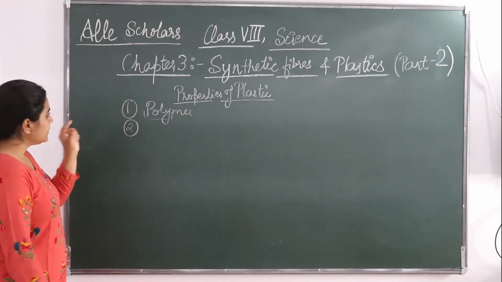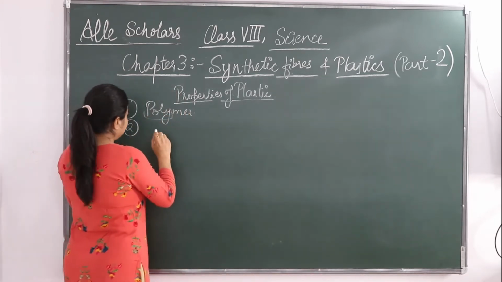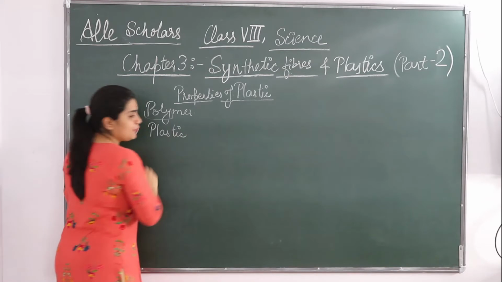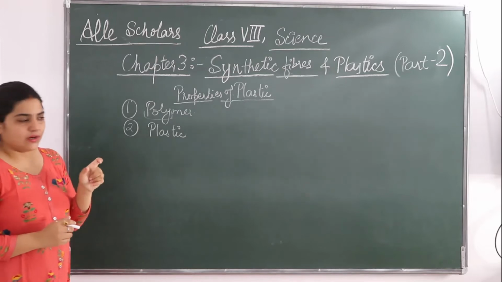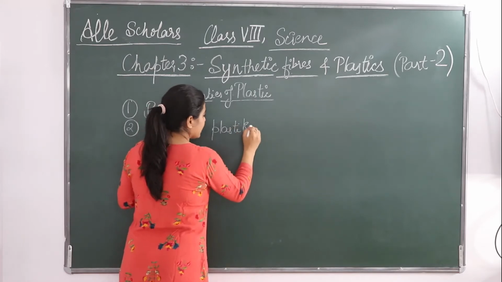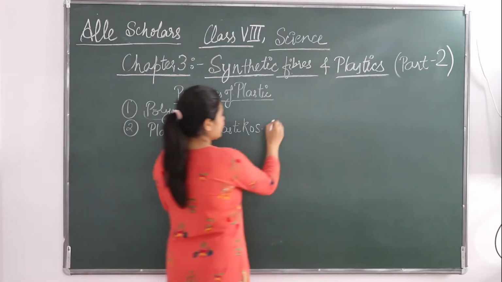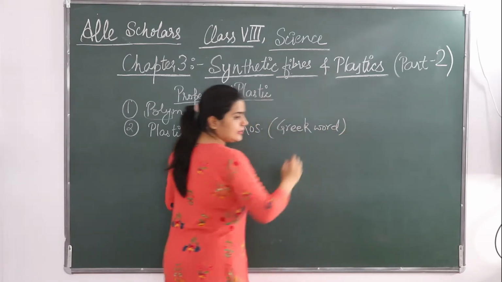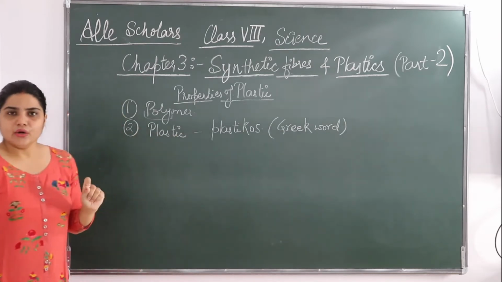And the second property of a plastic is, if we see the word plastic, from where did it get originated? Plastic has been originated from a Greek word plastikos. Plastikos is a Greek word. So what does it mean? It means that it can be molded or shaped.